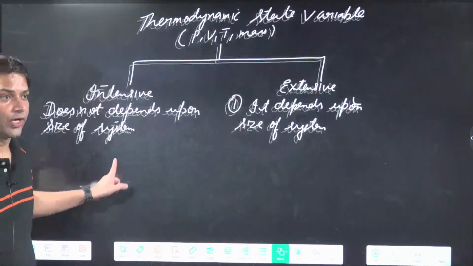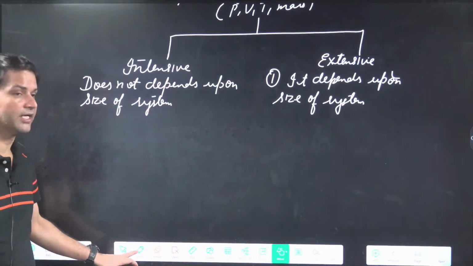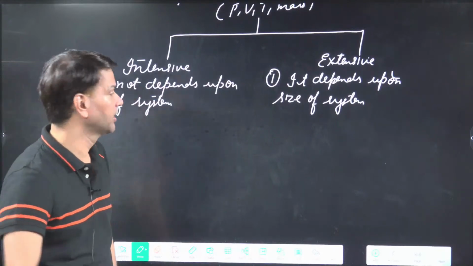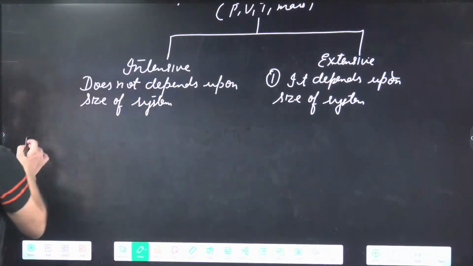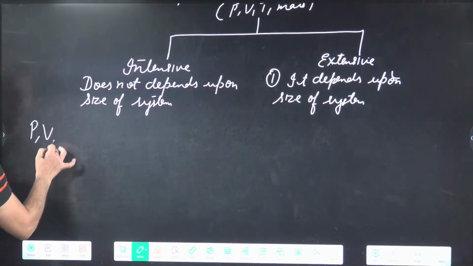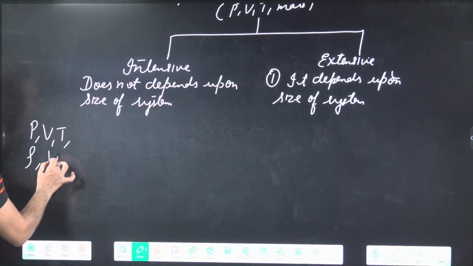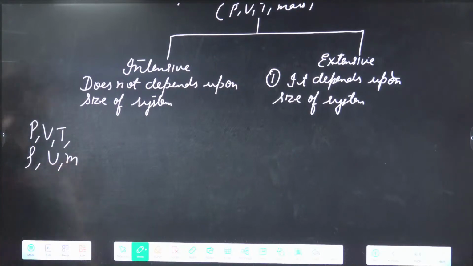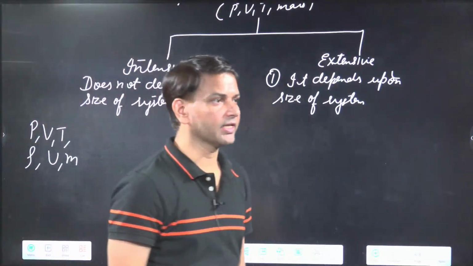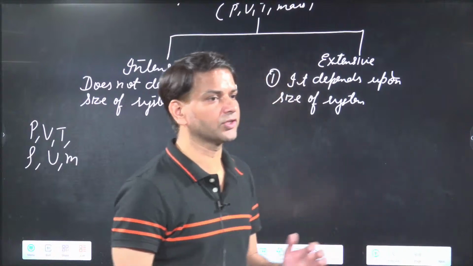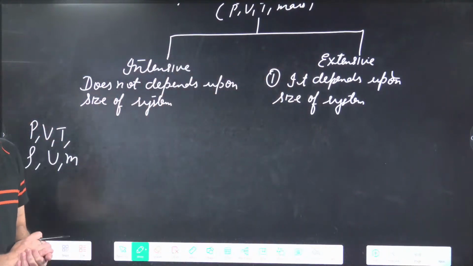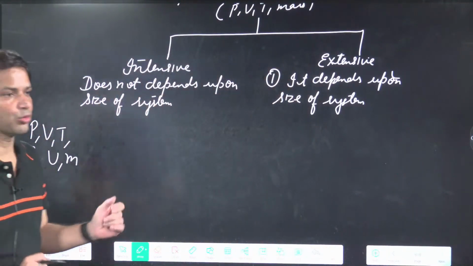Now I will write a few variables. You will say which one is intensive and which one is extensive. Suppose I am writing the variables P, V, T, density, internal energy, and mass. These six variables I am writing, and I am asking which one is intensive and which one is extensive. So how to decide?